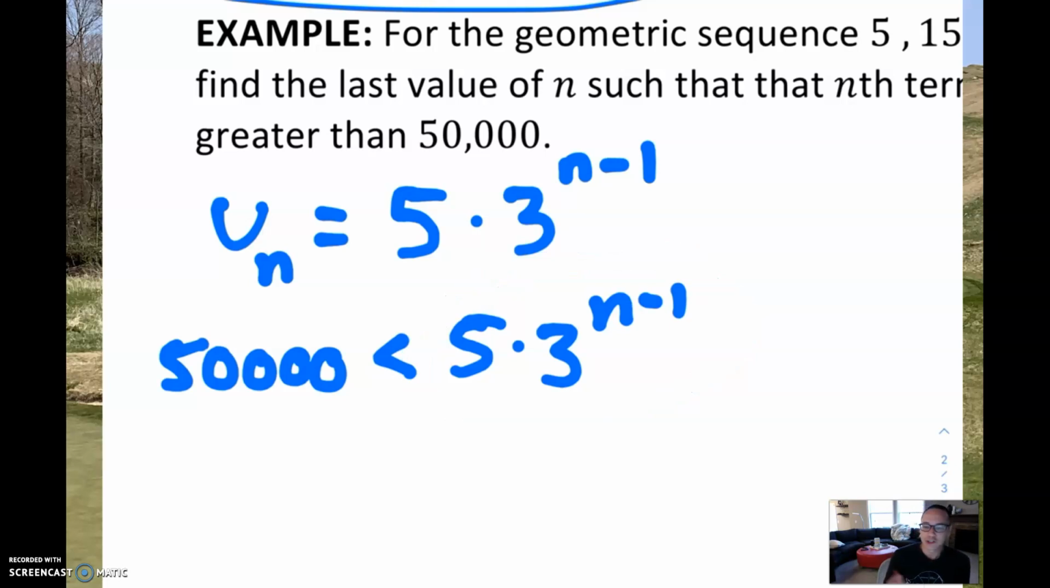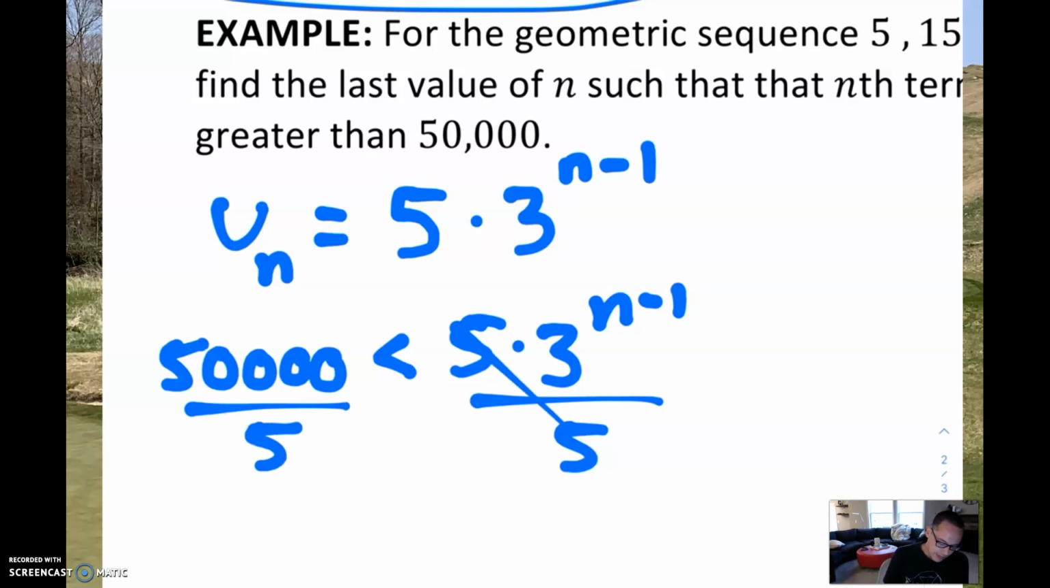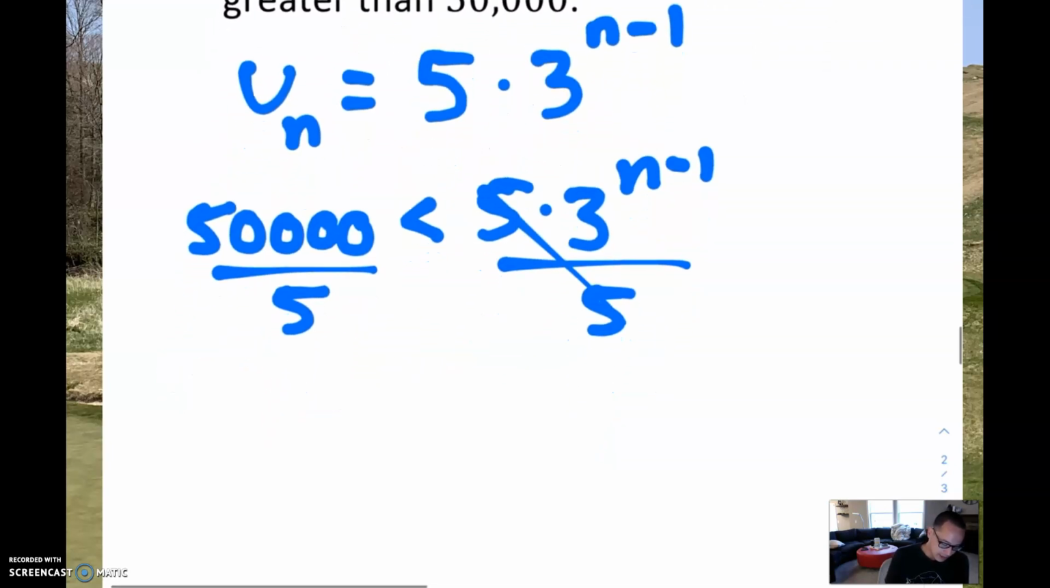And now we're going to go ahead and solve for n. So the first thing, we're going to get rid of that 5. Divide by 5 on both sides. And if you divide by 5 on both sides, we end up with 10,000.